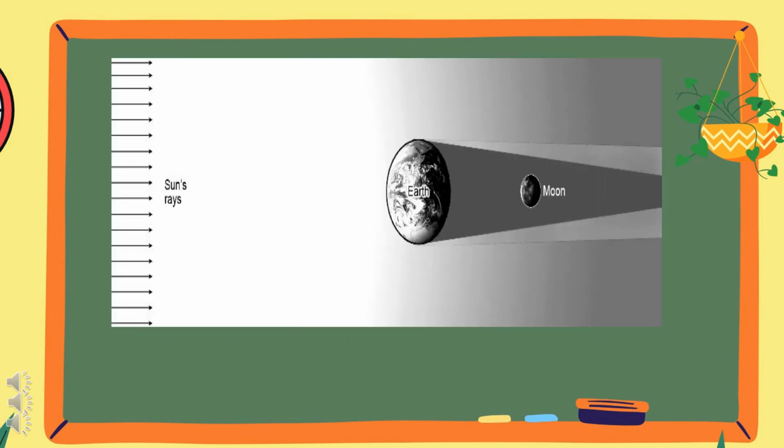Focus your attention on the shadow of the Earth in this figure. The shadow is wider than that of the Moon. It also has an umbra and a penumbra. Which part of the Earth's shadow falls on the Moon? Is the Moon always found within the umbra? The appearance of the Moon is dependent on its location in the Earth's shadow.